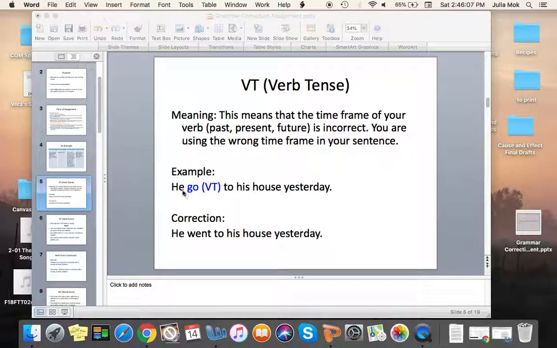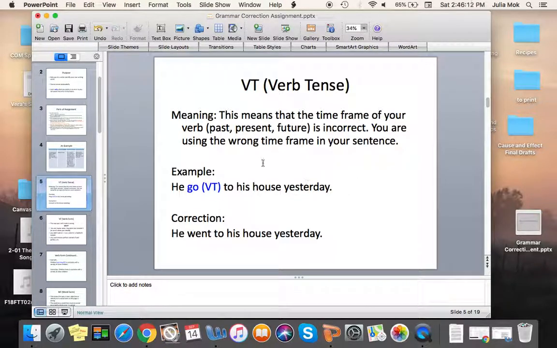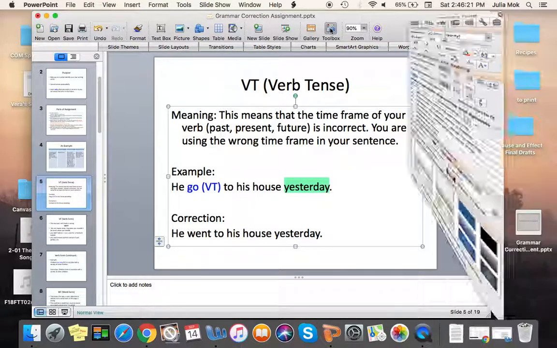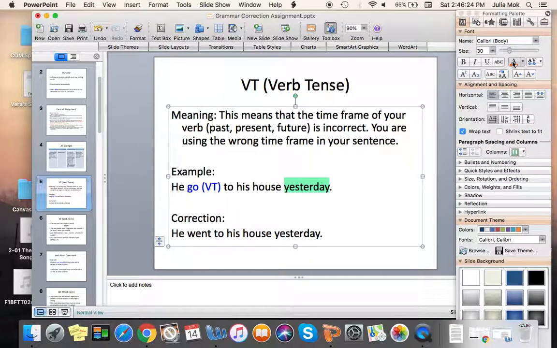So an example is, he go to his house yesterday. How do I know go should be changed? Well, because of this word right here, right? This word yesterday tells me that this is something that happened in the past, and so go should not be the verb that he's using here. He needs to use the simple past. So the correction would be, he went to his house yesterday.